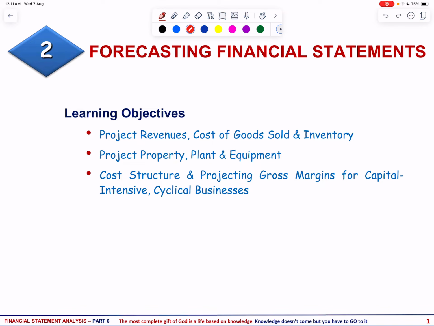Bismillahirrahmanirrahim. This is the second video on forecasting financial statements. And in this video, we will solve exercises on how to project revenues, cost of goods sold, and inventory. We will solve an exercise on projecting property, plant, and equipment. And finally, we will identify the cost structure and project gross margins for capital intensive cyclical businesses.